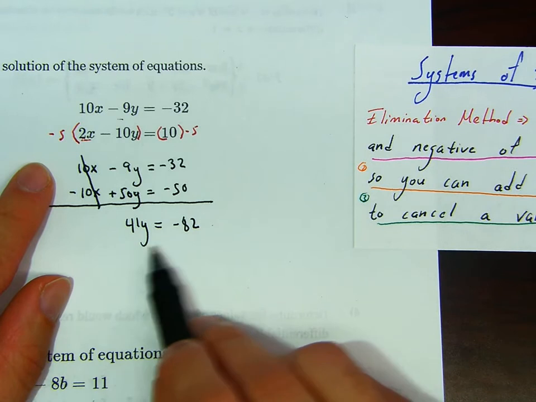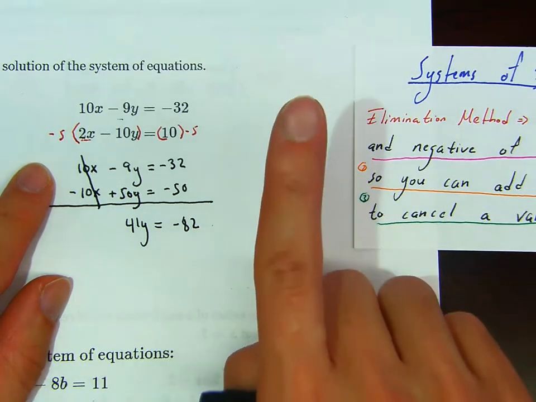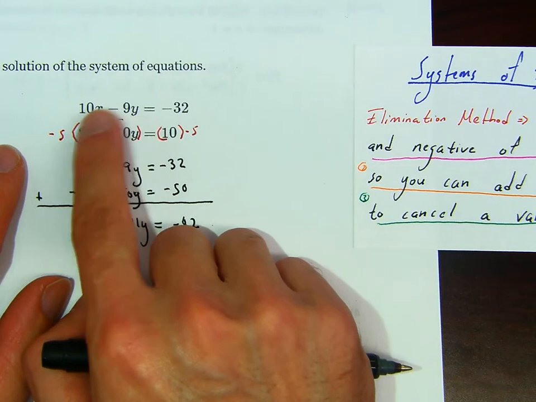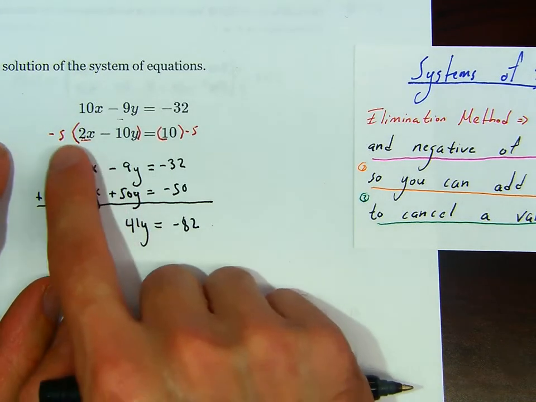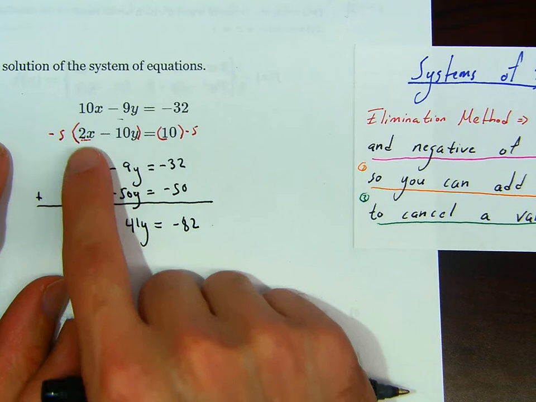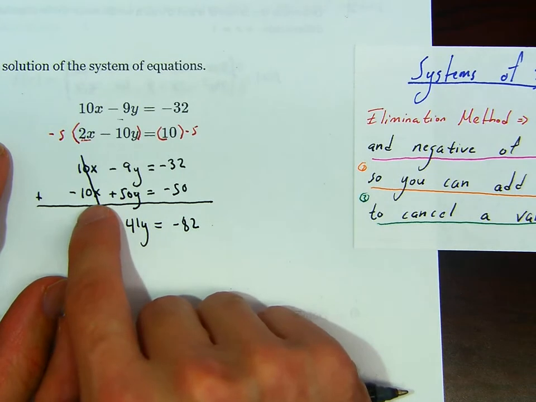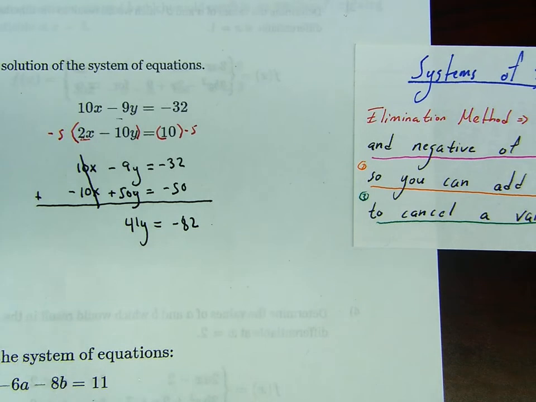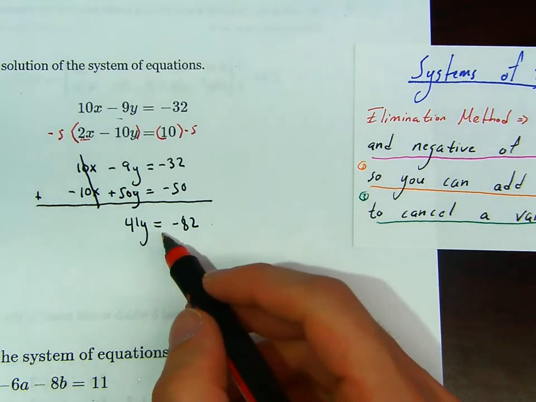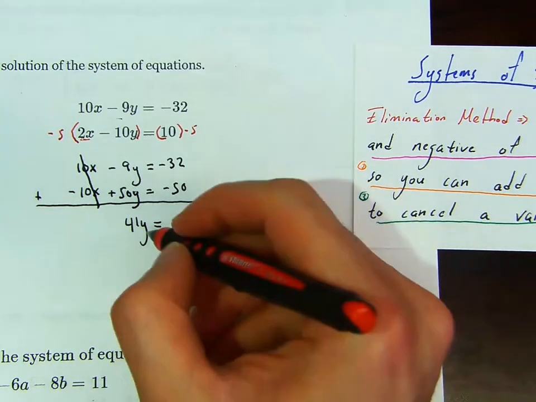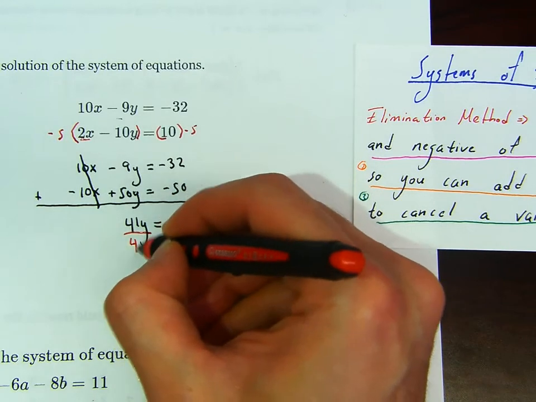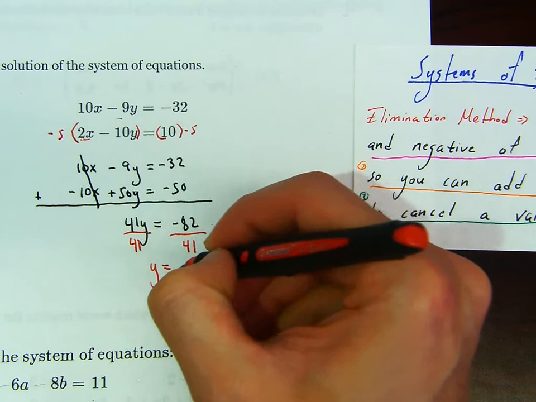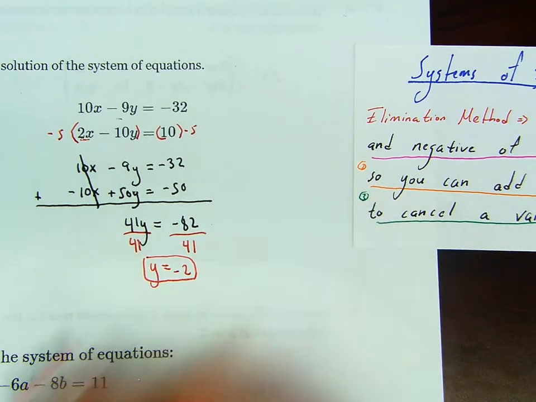And what did we accomplish over here? We only have one variable. Before we had two variables and we couldn't solve the equation, but once you eliminate one of the variables, you're left with an equation with one variable, and you can solve it. If I said 41y equals negative 82, how would I get y by itself? I just divide both sides by 41, and y is equal to negative 2, right?